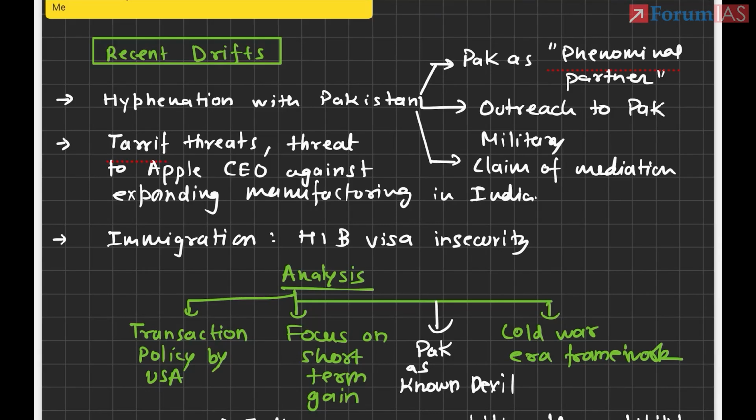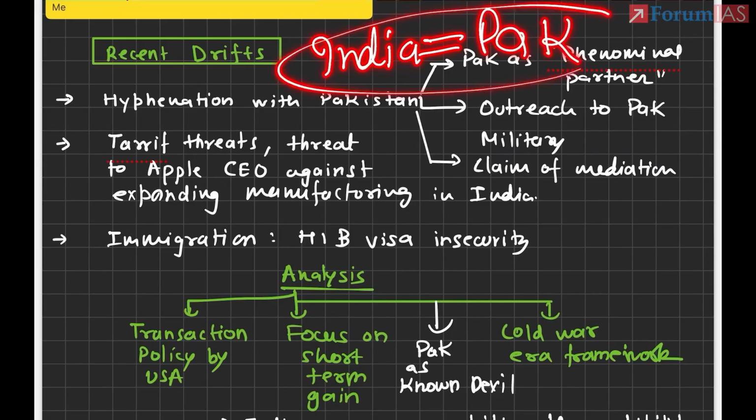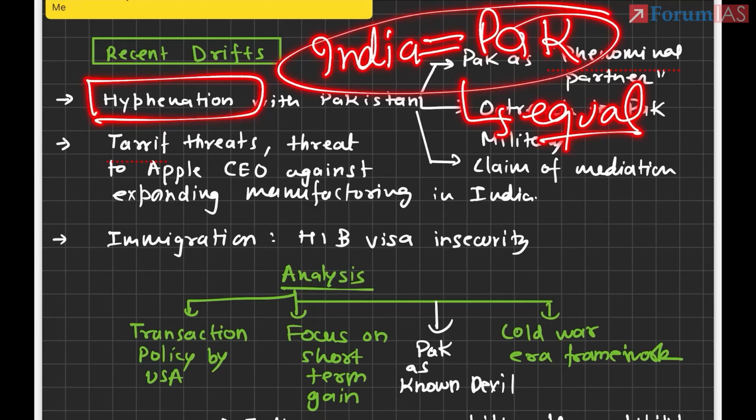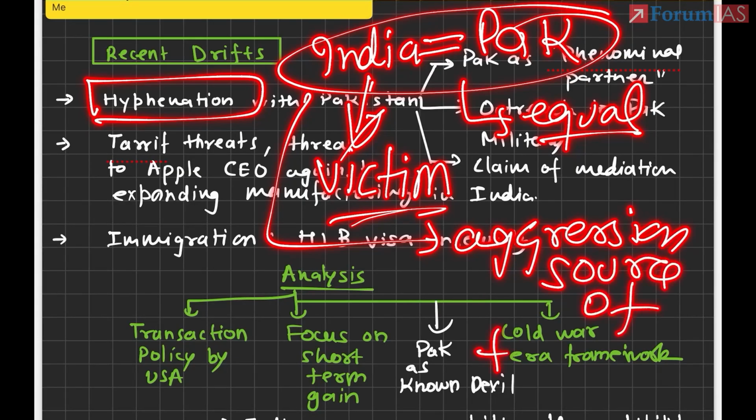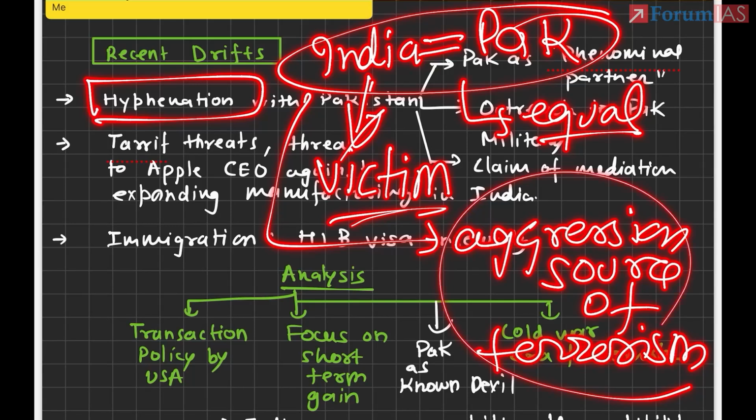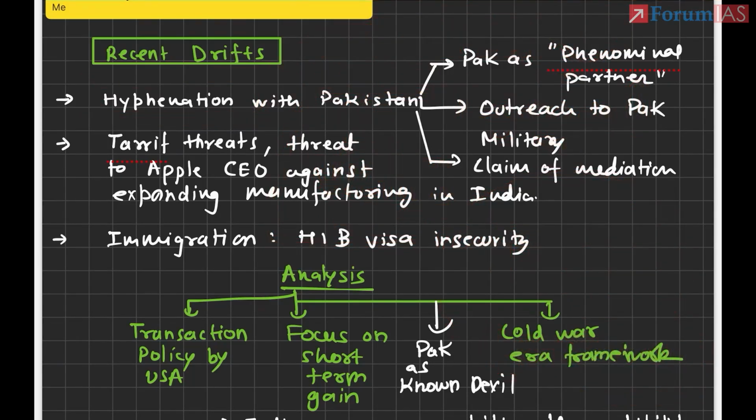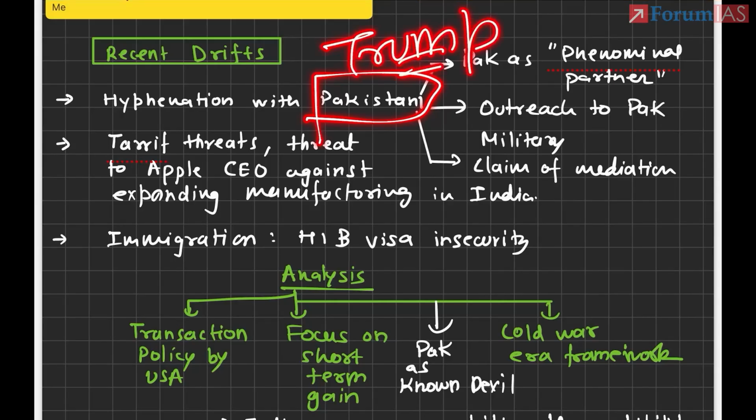Now, the US is trying to put India and Pakistan as equal countries. This is the meaning of hyphenation. And this is something India does not want and does not like, because India is a victim of terrorism and Pakistan is an aggressor and a source of terror. How can India and Pakistan ever be equated? However, the present president of the USA, Trump, is doing it.